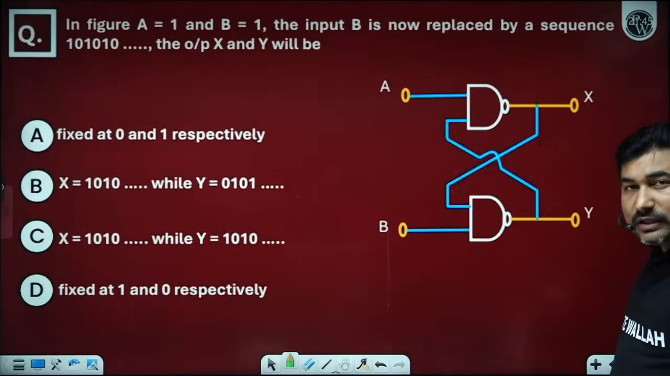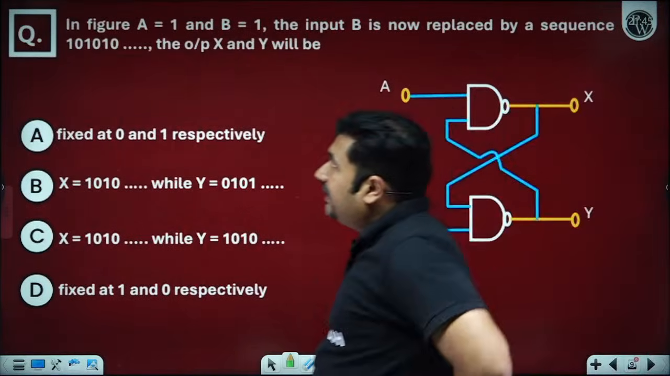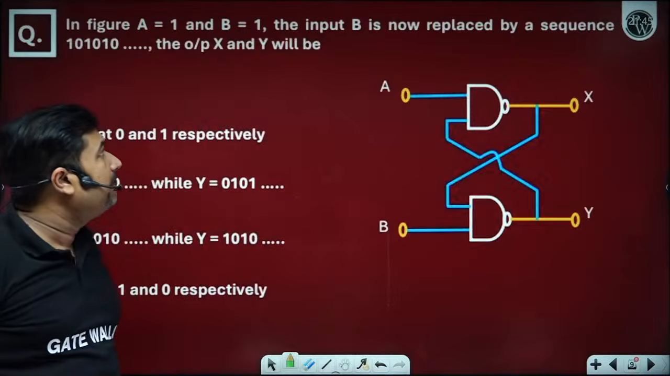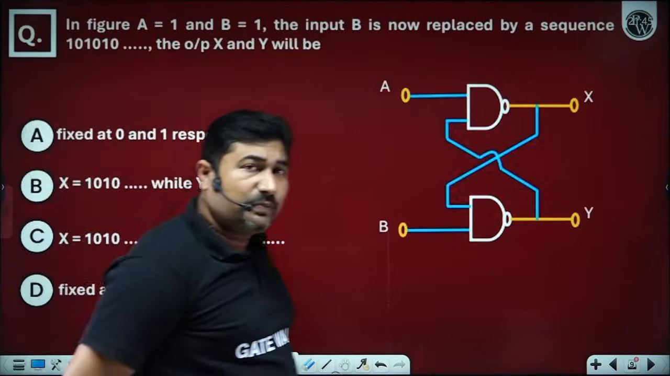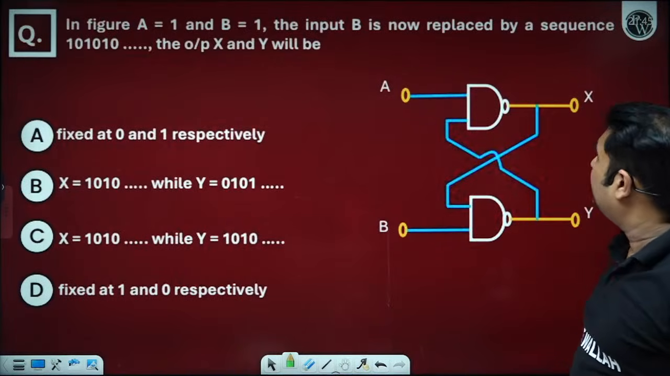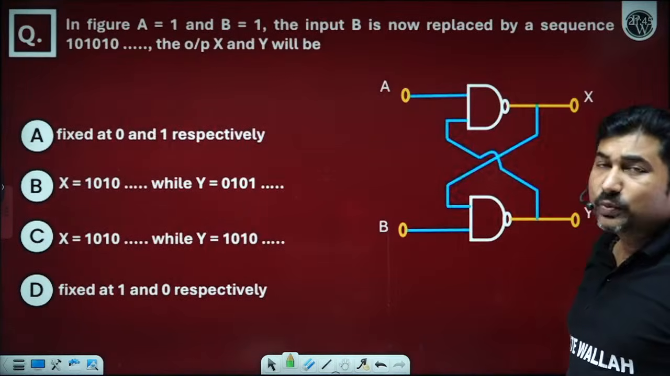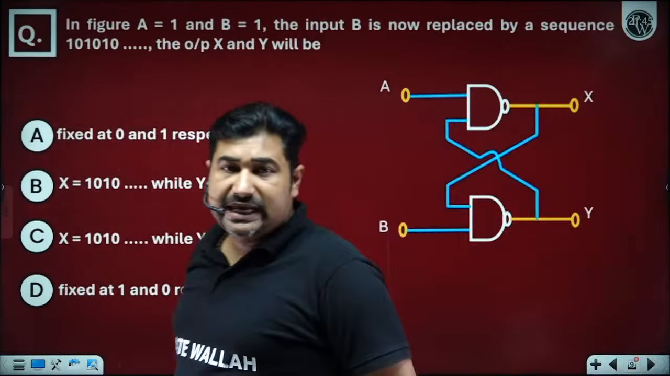Can you answer this one? In a figure, A is equal to 1 and B is equal to 1. Input B is now replaced by a sequence 1 0 1 0 1 0 1 0 and so on. The output X and Y will be?